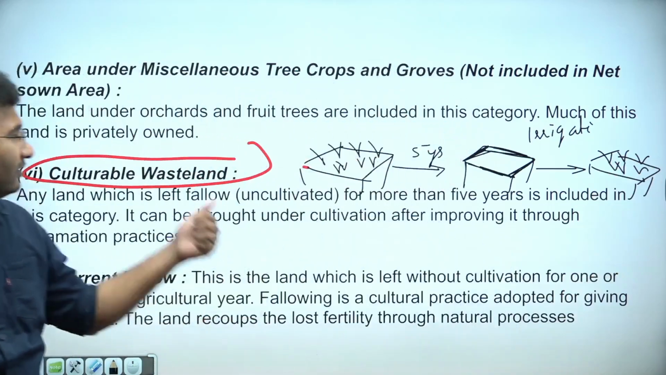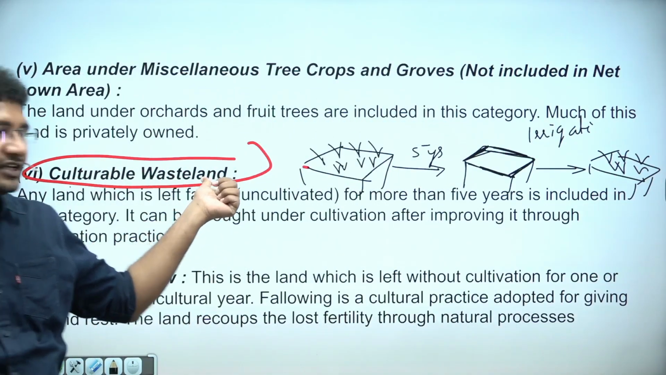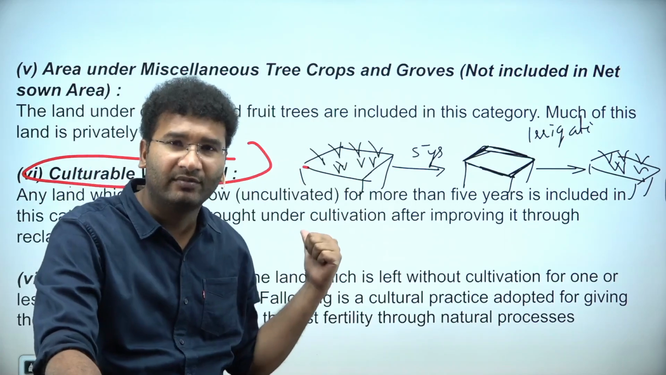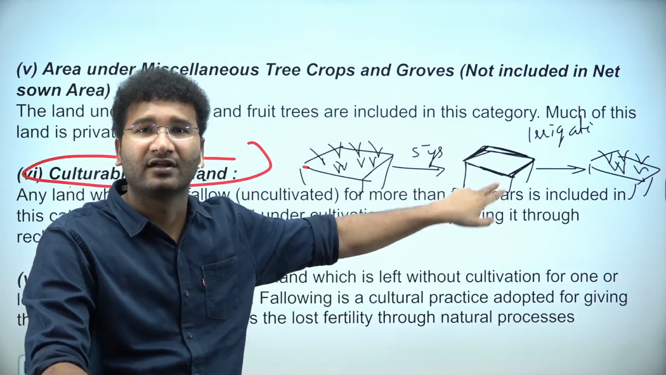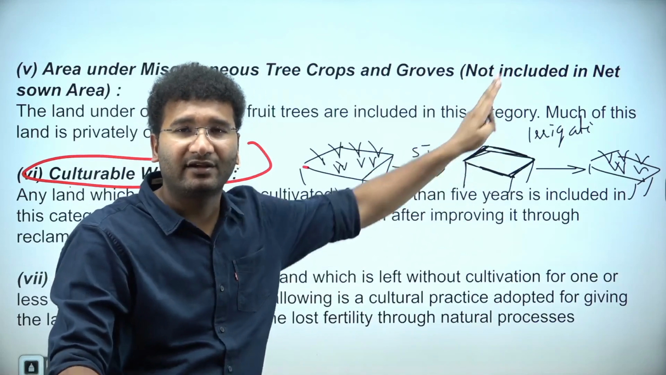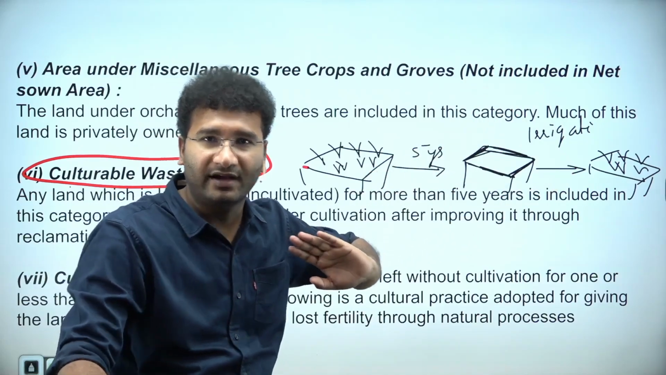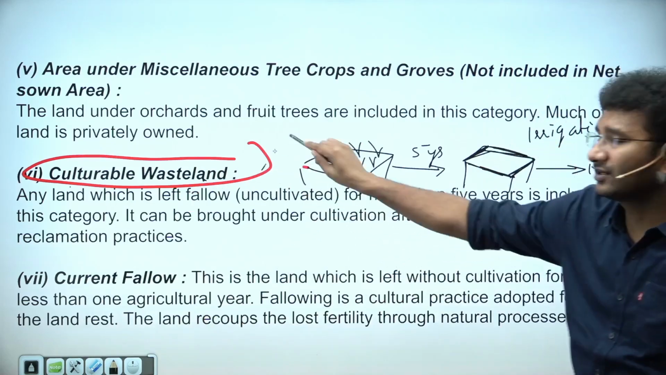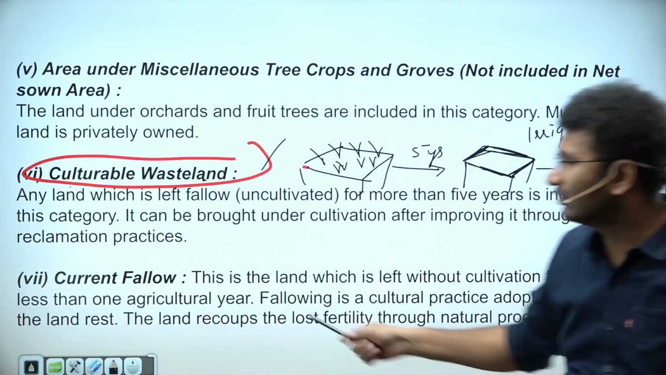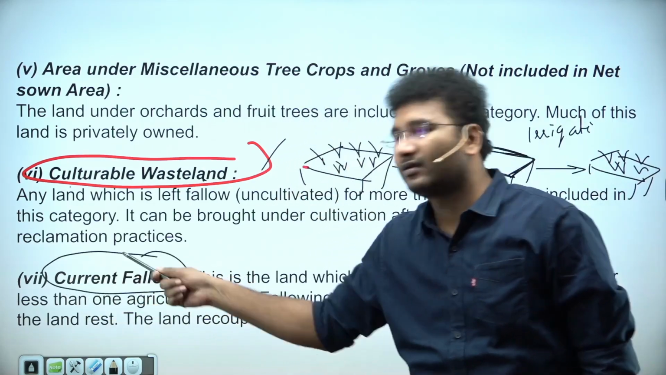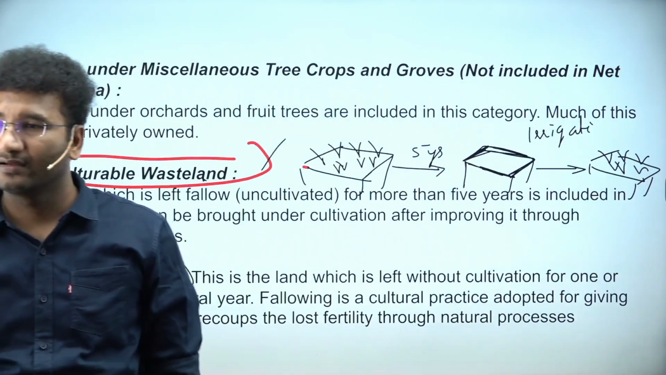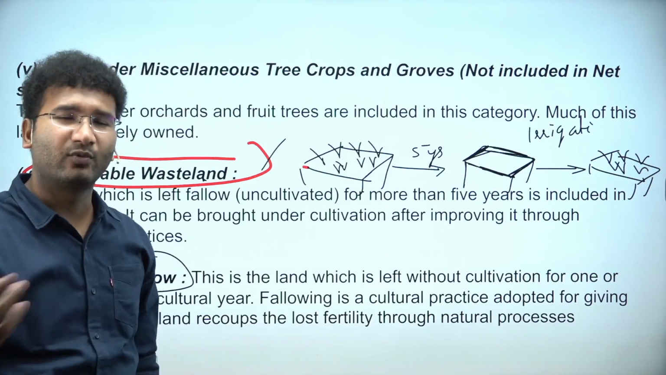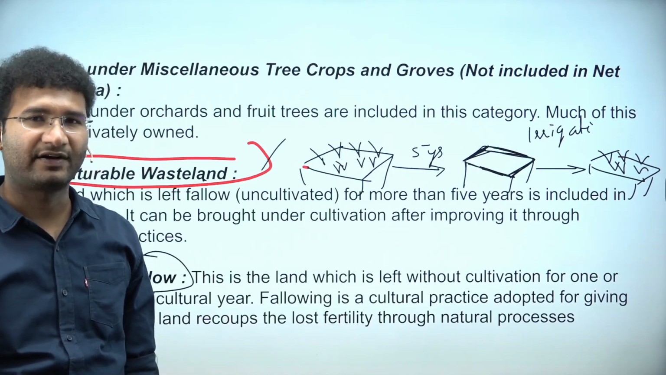So what you'll call culturable wastelands are those areas which were earlier cultivated but left barren for 5 years, and this has the potential to bring the area back into cultivable area, right? This is called culturable wastelands. Now current fallow, matlab, here you are leaving the agricultural land without cultivation for 1 or more years. That is called current fallow land.